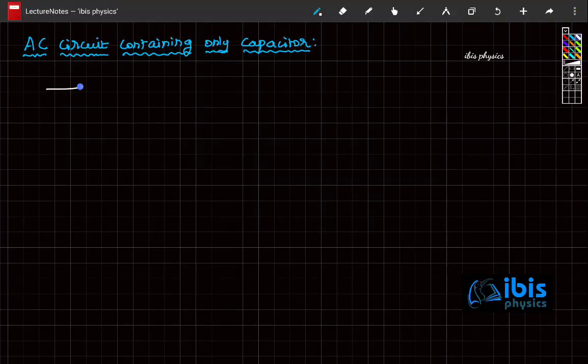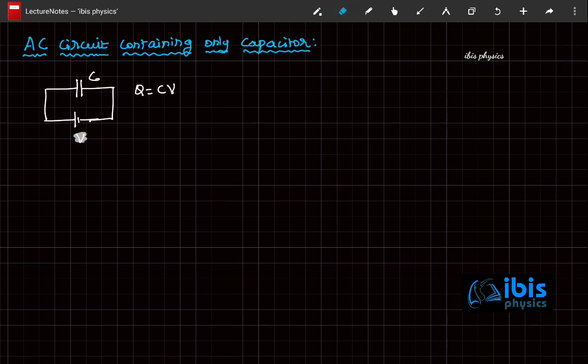When you connect a capacitor across an alternating EMF. Before that, suppose you apply a potential difference of V across the capacitor C. We know that the charge on the capacitor Q is equal to CV. Suppose you apply an EMF E here, then the charge on the capacitor will be CE.